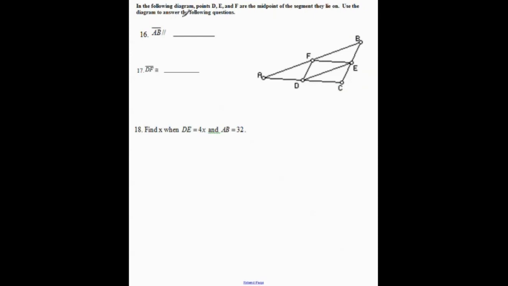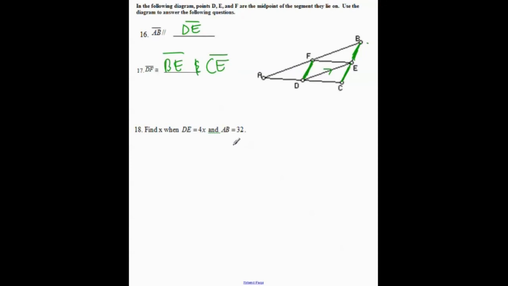Following diagram, we have mid-segment theorem. AB is parallel. Here's AB. Has to be parallel to this guy, so DE. DF is congruent to this segment and this segment, because it is exactly half of this, and that's a midpoint. So it is BE and CE.